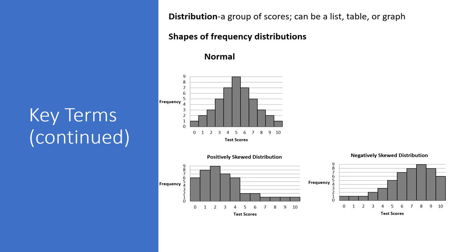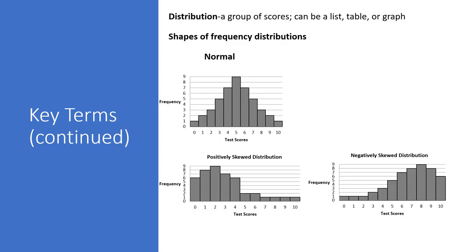The thing that makes this normal is the highest point is in the middle of the curve. It's perfectly symmetrical. And as you move away from the center, the frequency of scores gets less and less and less. This is a normal curve. We'll be dealing with those a lot this semester.